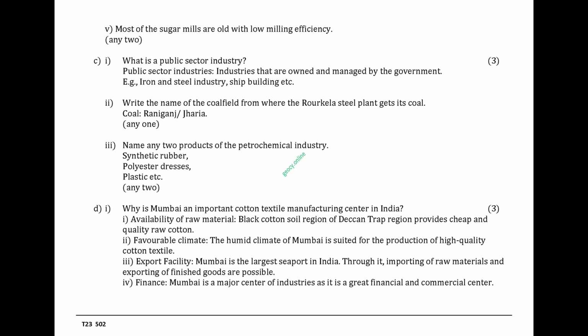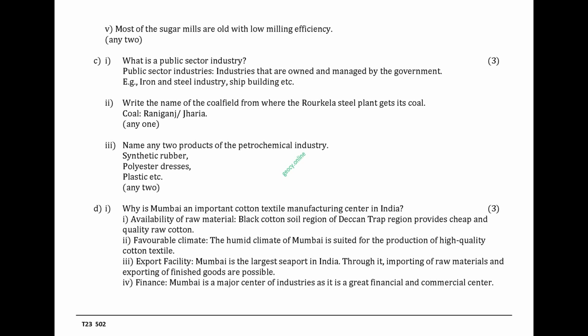Synthetic rubber, polyester dresses, plastic, etc. Any two. Why is Mumbai an important cotton textile manufacturing centre in India? Availability of raw material: Black cotton soil region of Deccan Trap region provides cheap and quality raw cotton. Favorable climate: the humid climate of Mumbai is suited for the production of high-quality cotton textile.